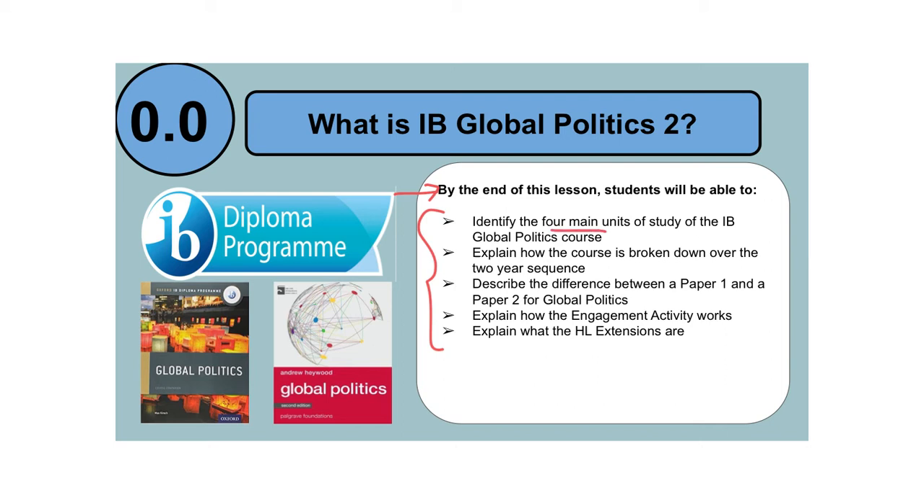By the end of this particular video, you should be able to do the following things. Identify the 4 main parts, or main units of study, in IB GloPo. Explain how the course is broken down over the 2-year sequence. Explain the difference between a paper 1 and a paper 2 for GloPo, explain how the engagement activity works, and also explain what the HL extensions are.